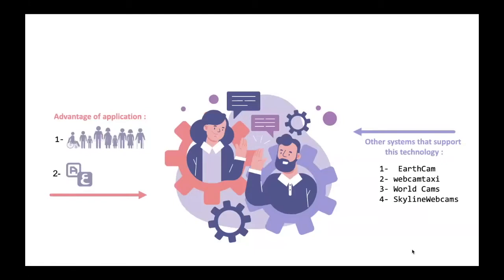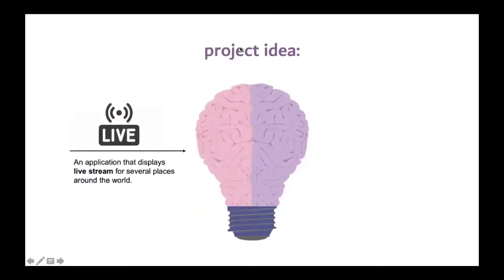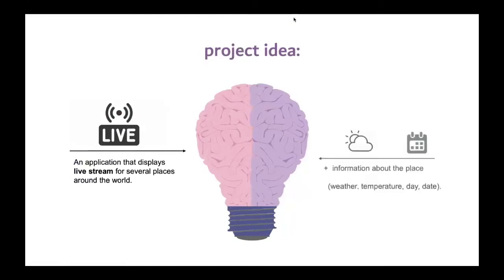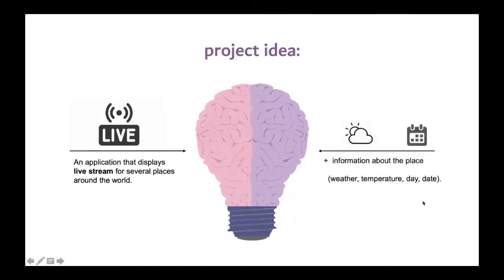There are applications, but they require payment of a sum of money, or the brands of advertisement in them frequently cause inconvenience to the user. Our application shows live streams of different places and regions around the world. This is done by taking a link of a live stream from different platforms on the internet, in addition to displaying information such as the weather, temperature, day and date of the live stream place.